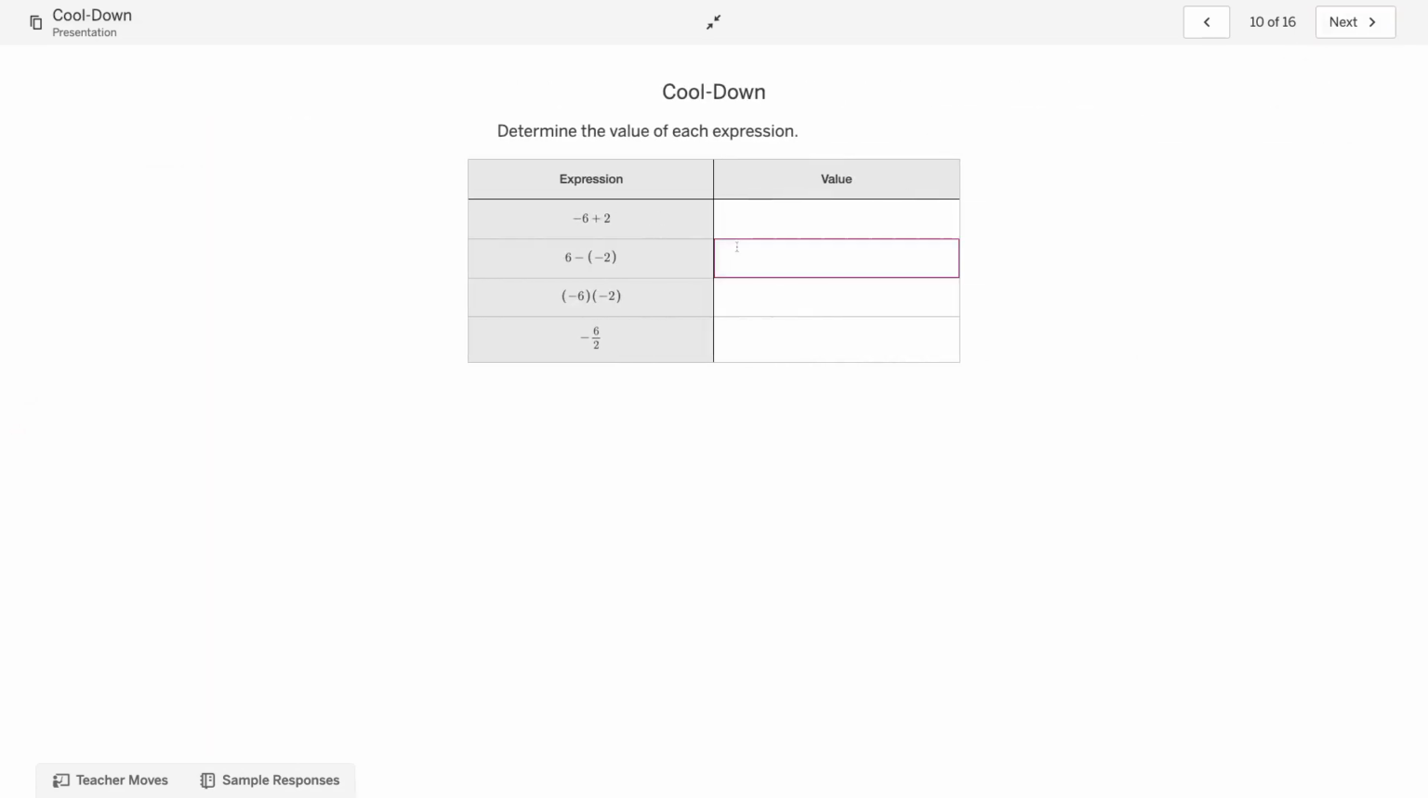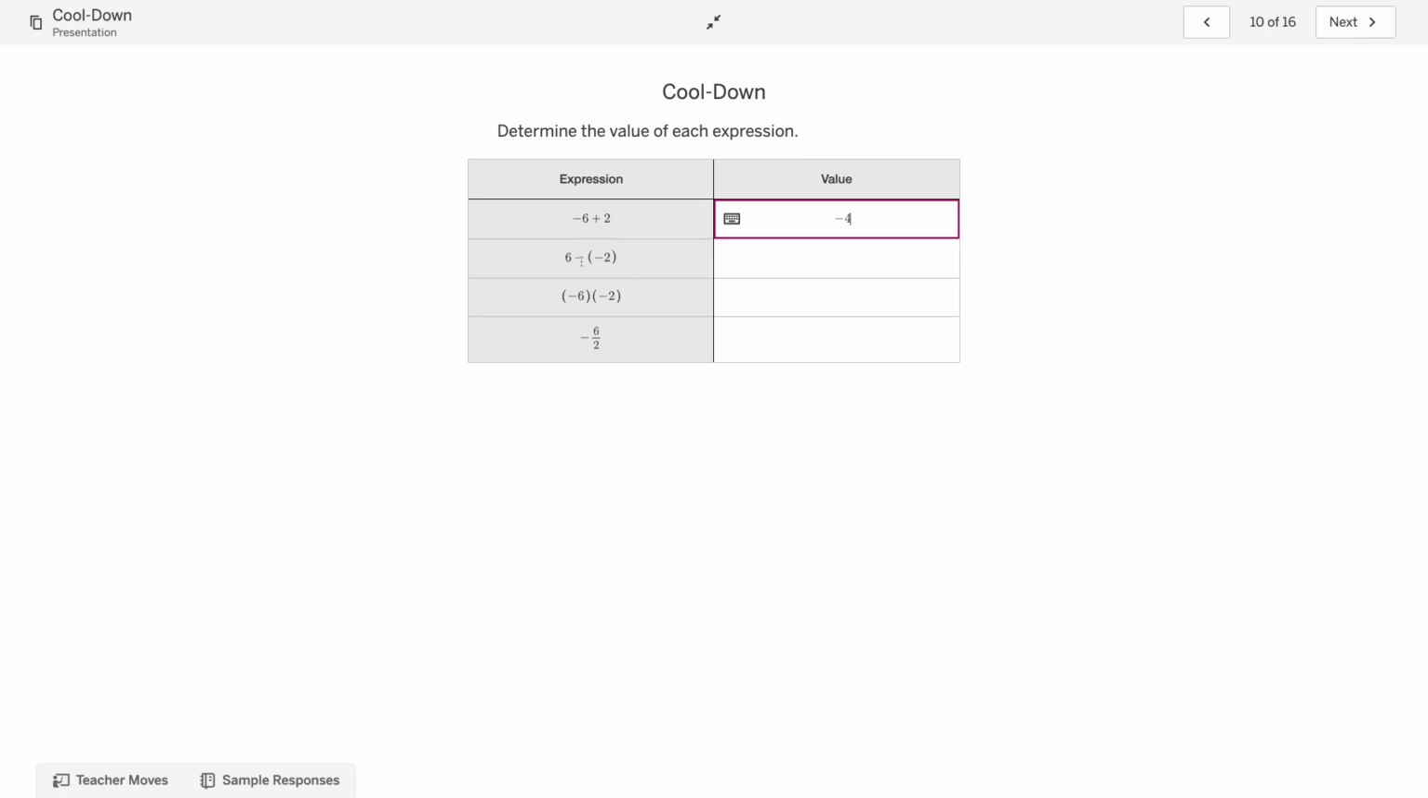And then finally, we go to our cool down. We're just going to say, how do I solve these? So I have negative 6 plus 2. I have 6 negatives. I'm adding 2 positives. Let's use the anchors and floats. I have 6 anchors. I add 2 floats. That's going to leave me with 4 anchors.